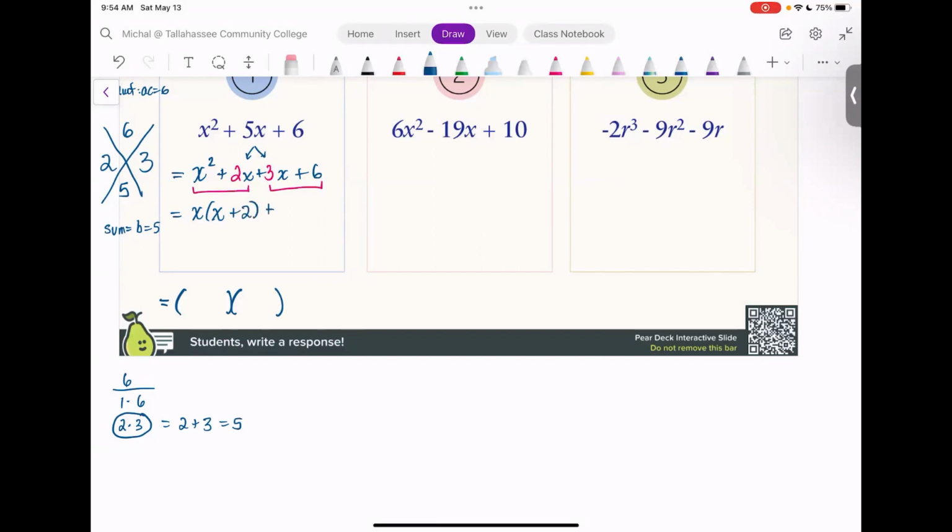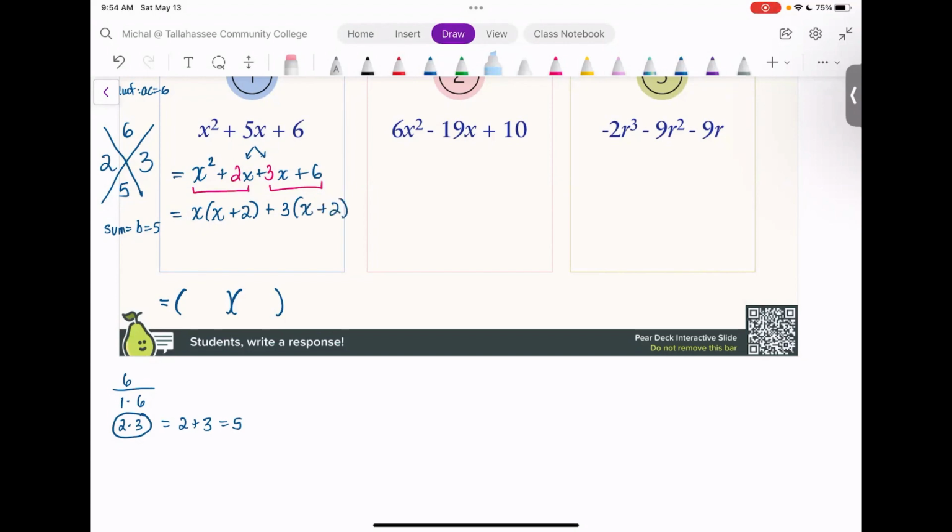I'm going to write a plus sign, and now I'm going to factor the greatest common factor from my second pair of expressions. The GCF of 3x and 6 is 3. That's because 3 divides both 3 and 6 evenly. I'm going to divide out my greatest common factor. 3x divided by 3 is just x, and 6 divided by 3 is 2.